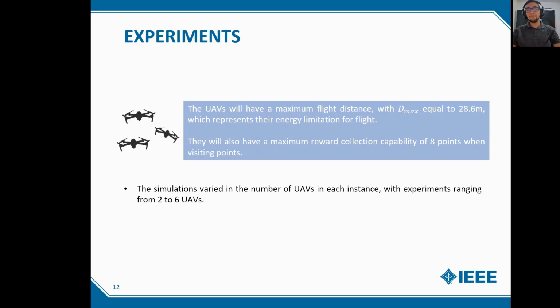The simulations and experiments were implemented with MATLAB on a CPU Intel Core i7 and 16 gigabytes of RAM. The UAV will have the maximum flight Dmax equal to 28.6 meters, which represents the energy limitation for flight. They also have a maximum reward collection capability of 8 points when visiting points.